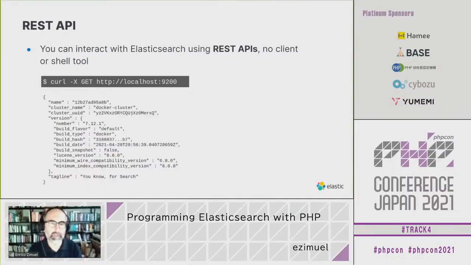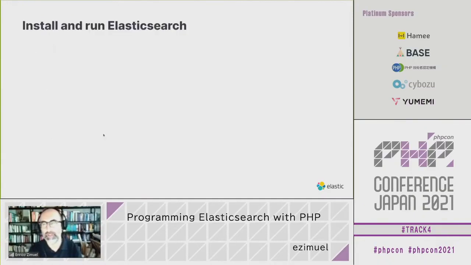And as you can see, we have a kind of information. This is a JSON, of course, because as I mentioned, everything is in JSON. And you can have, for instance, the version number of the instance that is running. In this case, the version is 7.12.1 and other information. So the interaction is very, very simple.